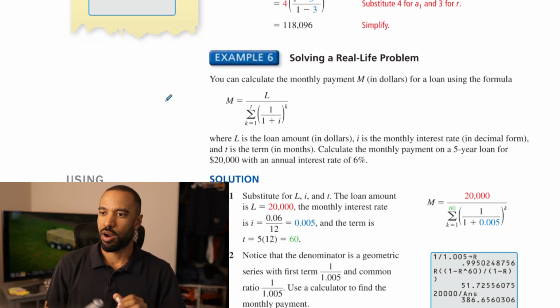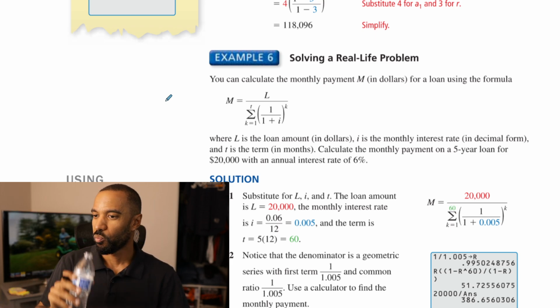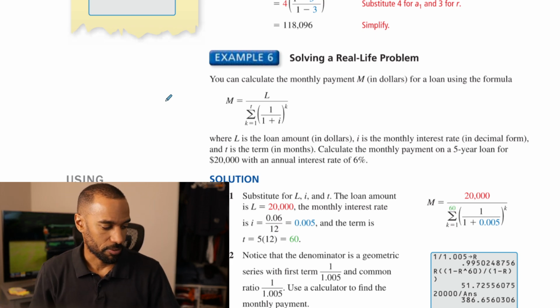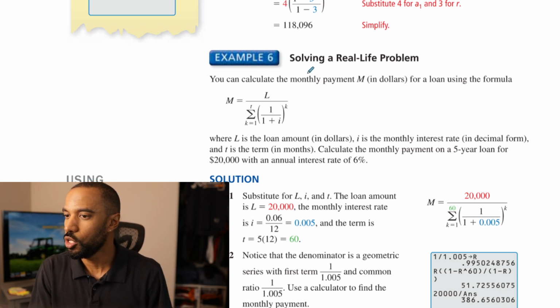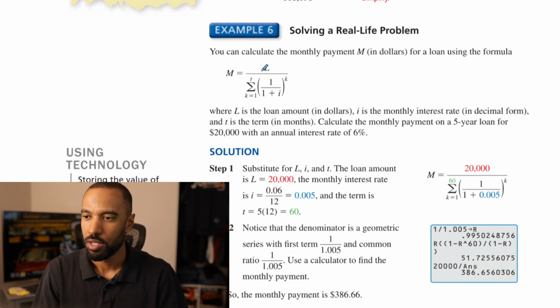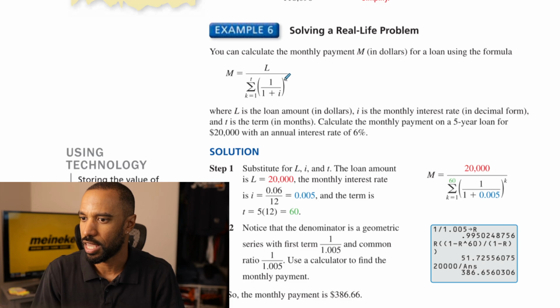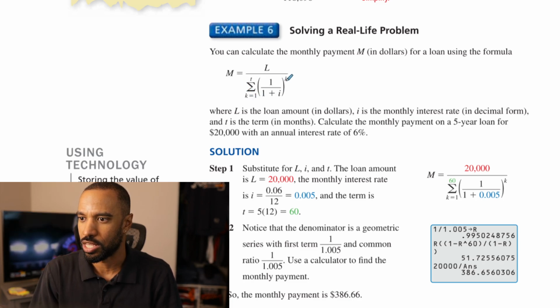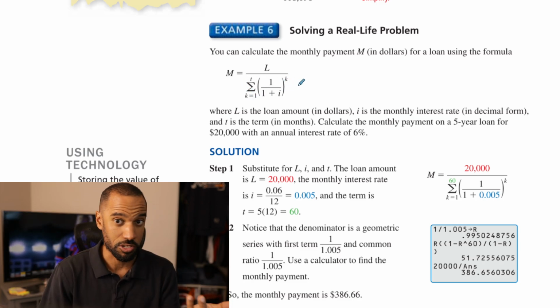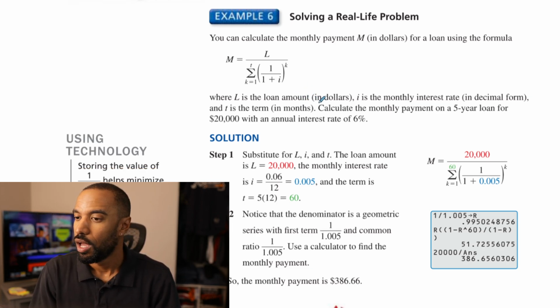Okay, solving a real-life problem. Let me drink water while I read this, because this looks confusing. Actually, I haven't seen something like this before, so let's take a look. You can calculate the monthly payment M in dollars for a loan using the formula. I don't know what these represent here. L is the loan amount, and then you have a sum from 1 to, I guess, T years right here, and I is the interest rate to the K power, which is the thing that you insert for that sum. Okay, I didn't know this formula, whatever. Sure.